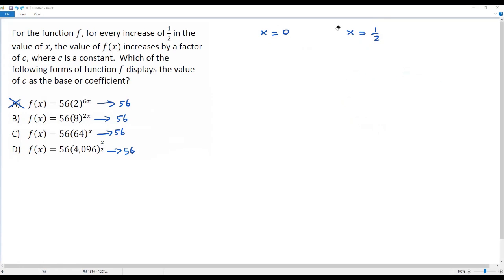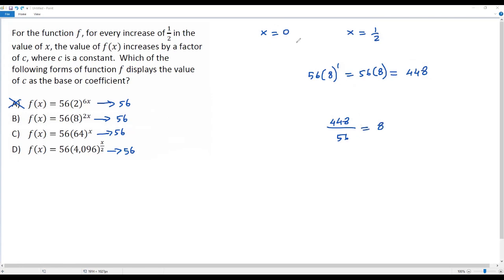We already got the value of f(x) in answer choice B when x equals 0, that is 56. Now let's get the value of f(x) in B when x equals 1/2. That is 56 times 8 to the power of 2 times 1/2. 2 times 1/2 is just 1. Then we get 56 times 8, which is 448. Again, to get the factor by which f(x) increases, we divide 448 by 56, the value of the function when x equals 0. I'm getting 8.